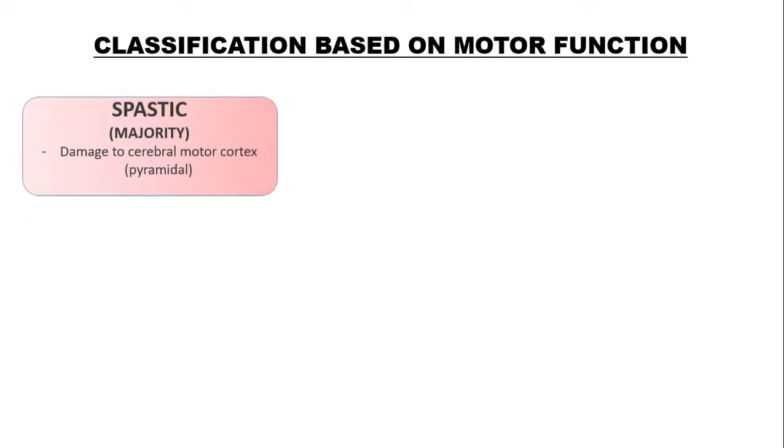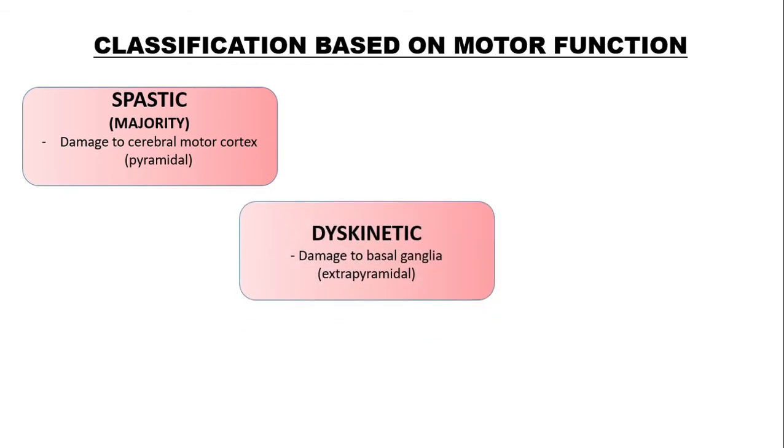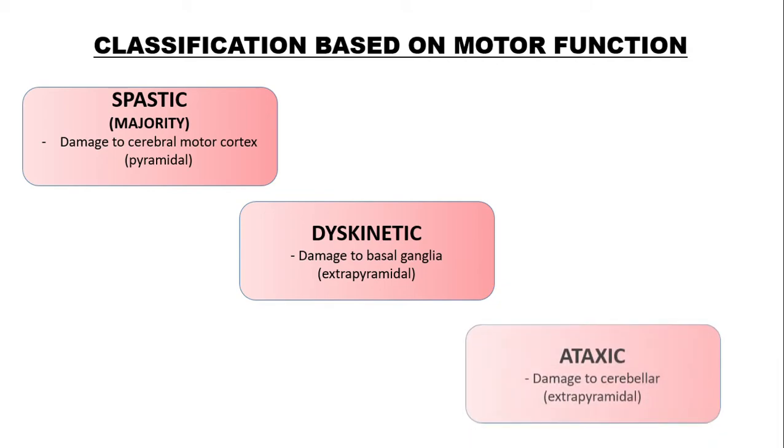Clinically, CP can be classified according to motor disabilities, anatomical and neuroimaging findings, or etiology. I will be discussing classification based on motor function. The first one is spastic cerebral palsy, which contributes the majority of all CP. It involves damage to the cerebral motor cortex, which is the pyramidal tracts. Damage to the basal ganglia results in dyskinetic cerebral palsy, and ataxic cerebral palsy is due to damage to the cerebellum.